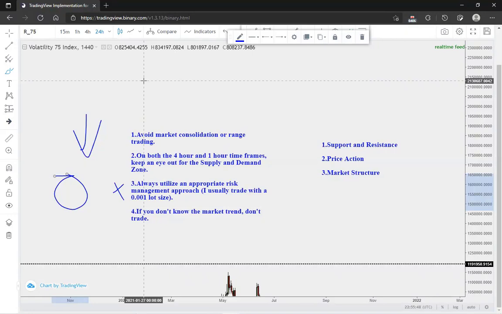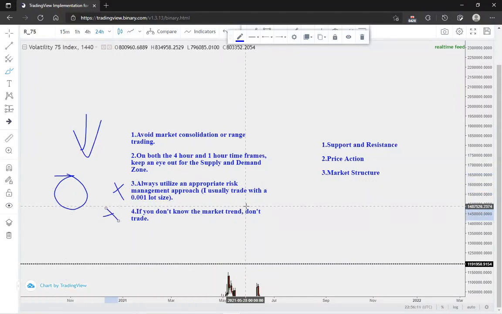But due to my professionalism and how I understand how the volatility market works, the little pip accumulation can make you a lot in the market. So I would really advise you guys to stick to the 0.001 lot size. The fourth one is, if you don't know the market trend, don't trade at all.